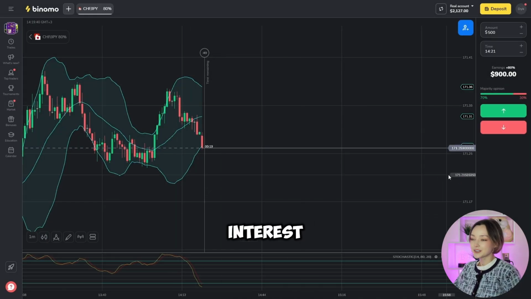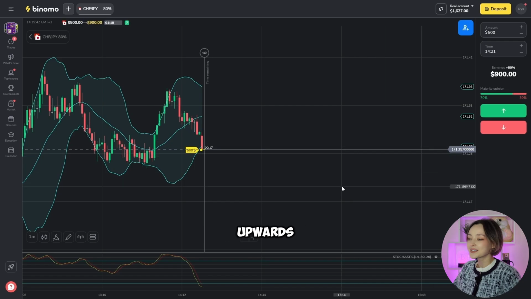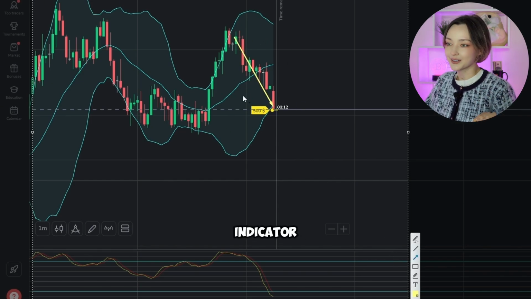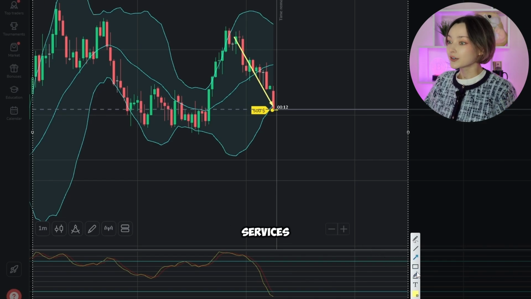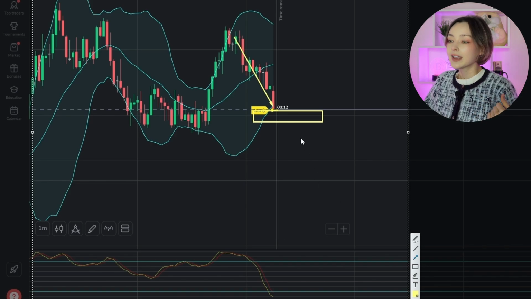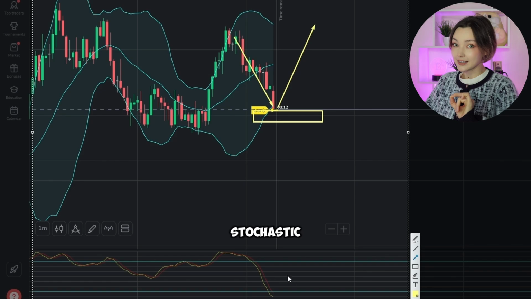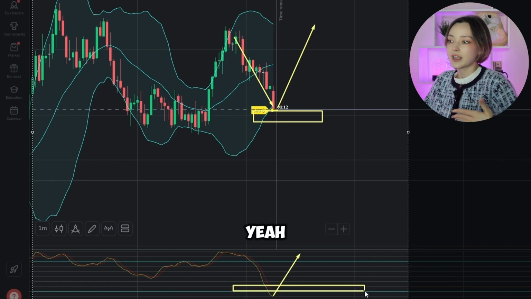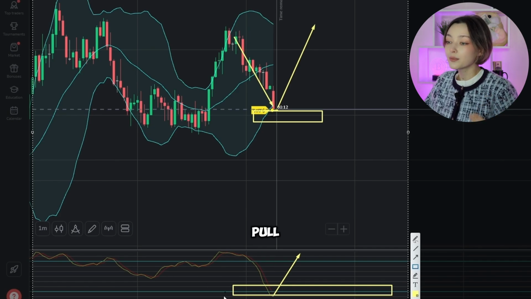So I found the first entry situation. I'm opening a trade upwards. Let's see what we can note here. Firstly, in this case, I can see that the price has reached the lower border of our indicator. The lower border therefore serves as a certain support level from which we will basically trade upwards. To confirm this, we can also see that the price is in the oversold area of stochastic. The oversold area is at the lower part of the stochastic indicator. So this is a confirmation that a pullback is quite likely to take place now.